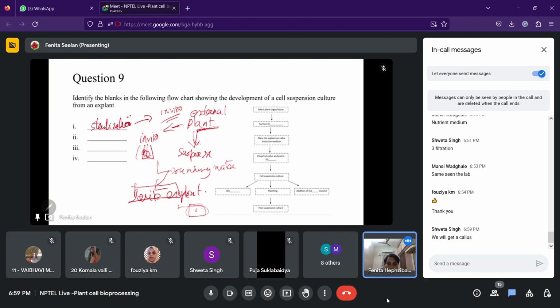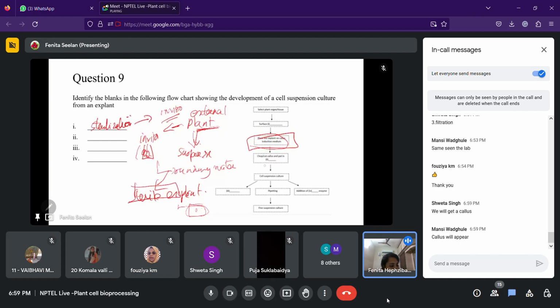So you will be getting a callus. This is this step. After you do all these surface sterilization protocols, everything, cutting them and then keeping it in a media of choice, you will be getting a callus. If you keep it in a callus induction media only, you will get a callus, not in some other media. If you have a shoot replication media and you are keeping the explant on shoot media, shoots will come, not the callus. Understood?